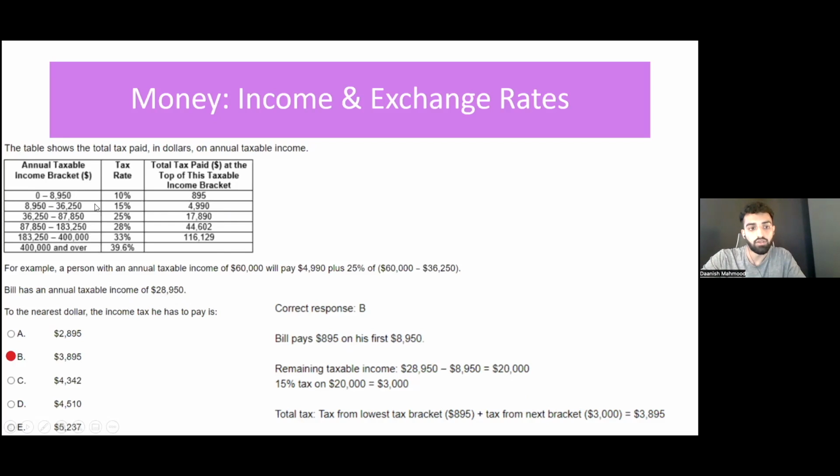And on the $20,000, he's paying 15% tax rate. So you do 20,000 times 0.15, and that will give you 3,000. And then you add your 3,000 to 895, because remember, from 0 to 8,950, he's paying $895. And then for the rest of the money, which is $20,000, he's paying 15%. And then you add those two together, which gives you 3,895.